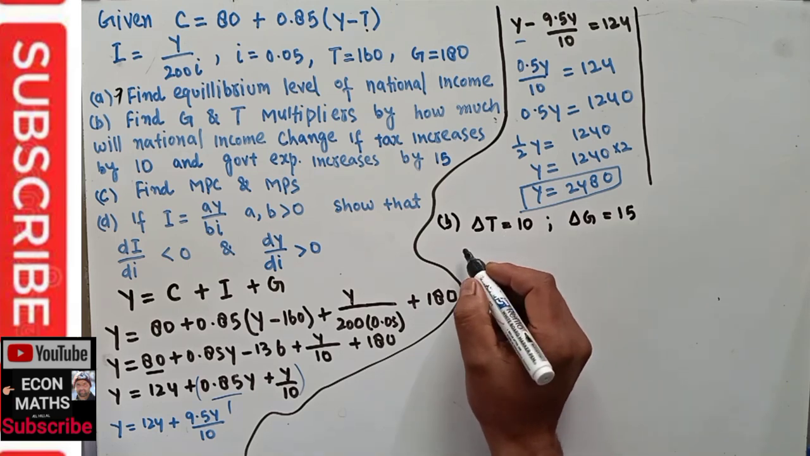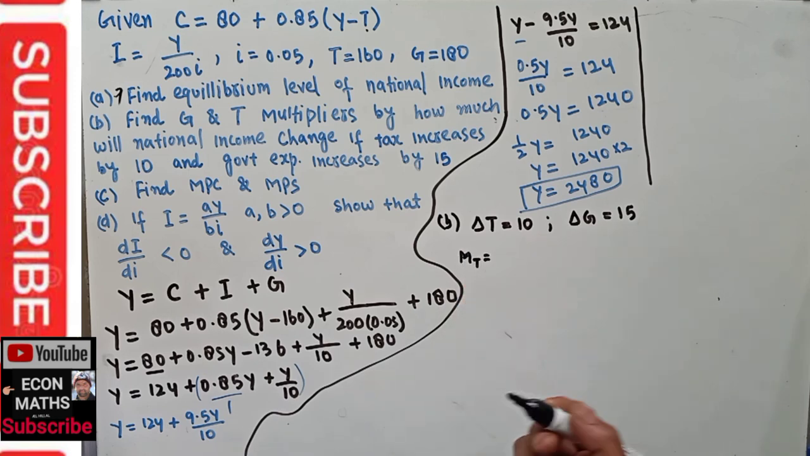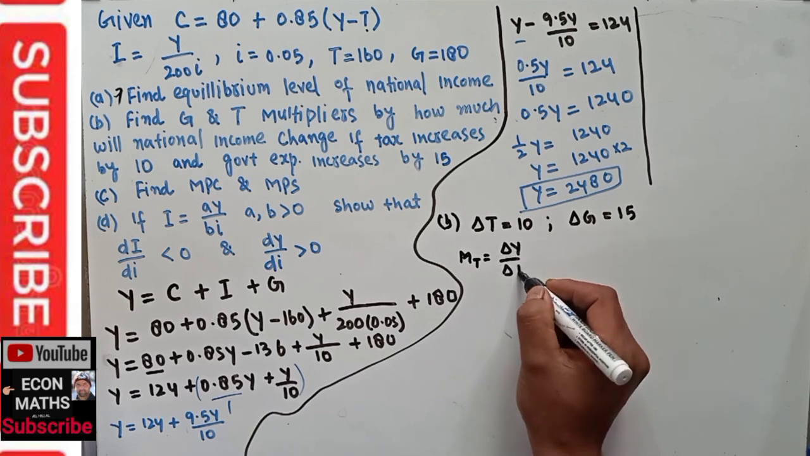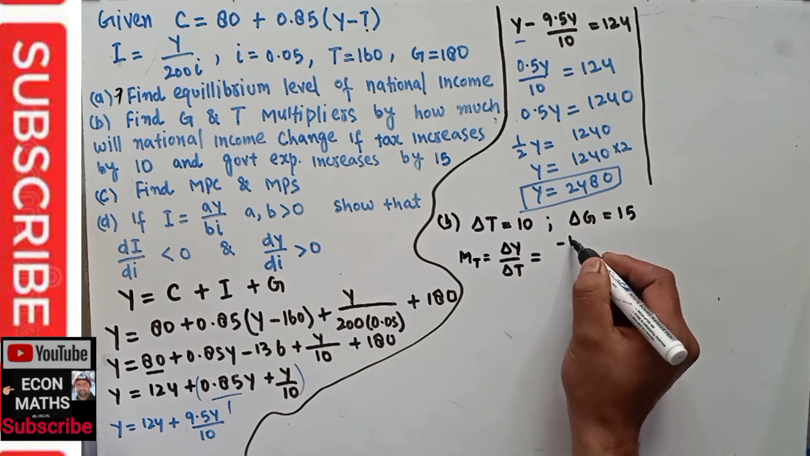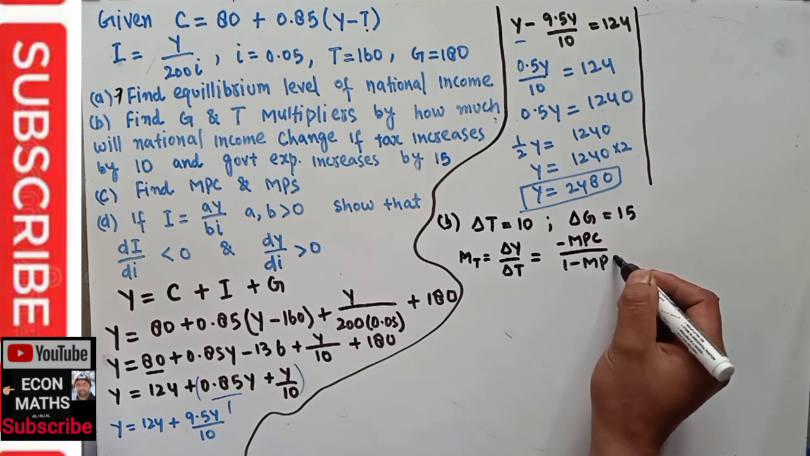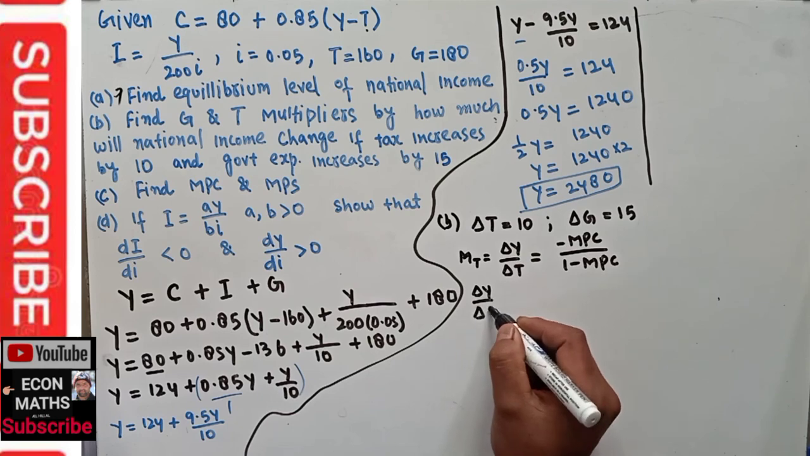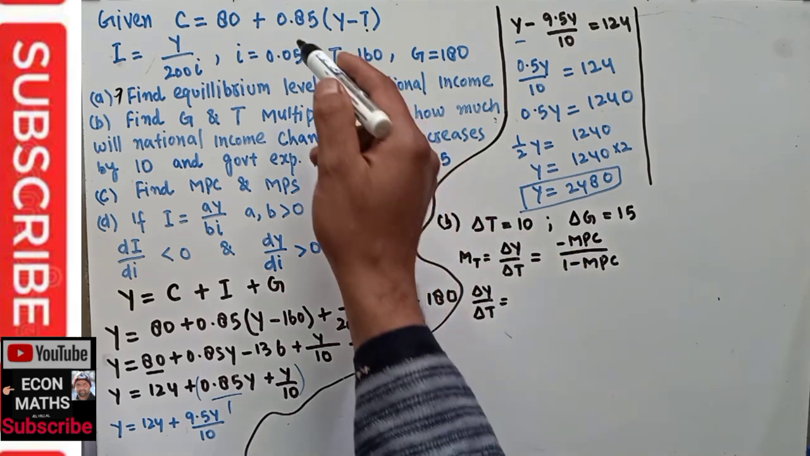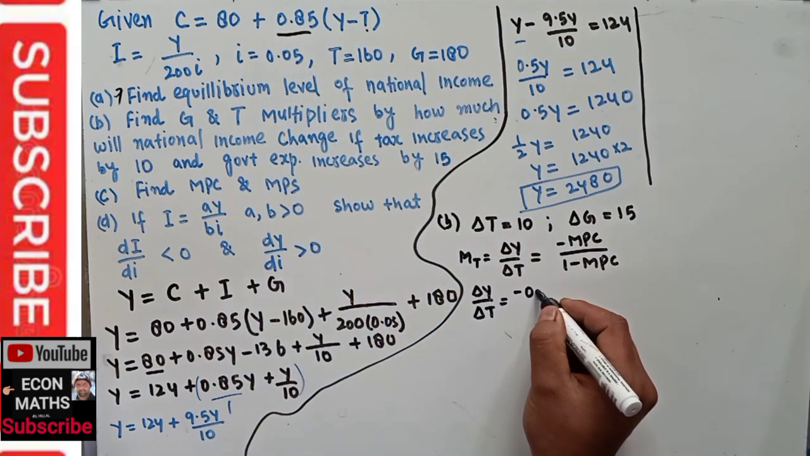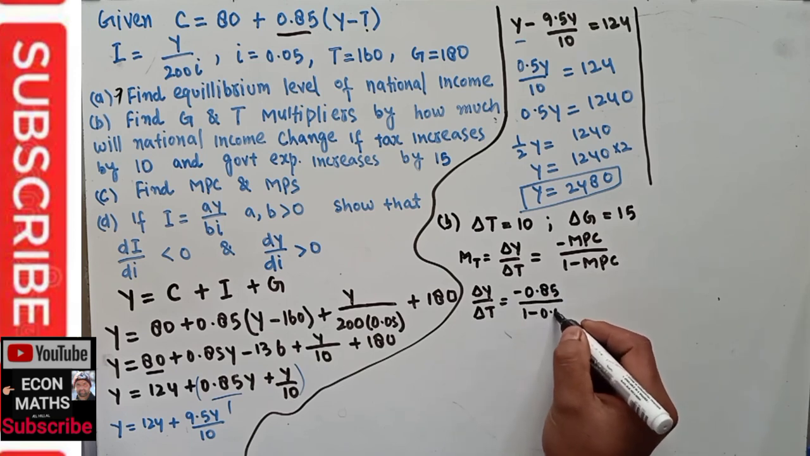Let me write it M subscript T, that means tax multiplier is given as the change in income with respect to change in tax, which is equal to minus MPC divided by 1 minus MPC. Okay, so it is simple. So that is change in income due to the change in the tax will be equal to minus MPC, marginal propensity to consume, is 0.85. So we have minus 0.85 divided by 1 minus 0.85.